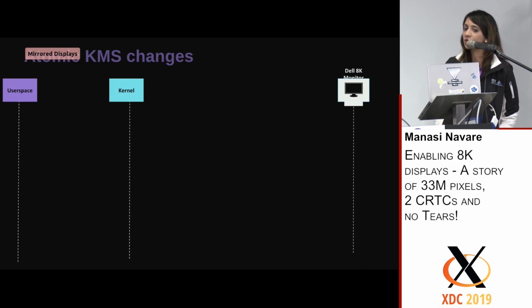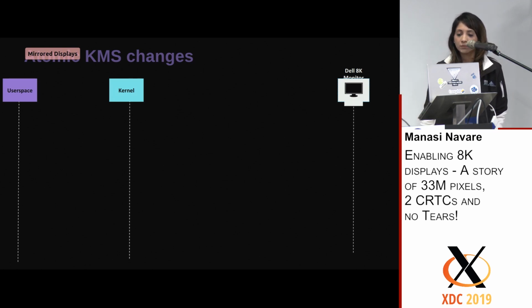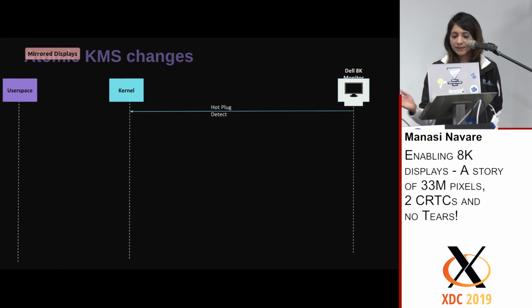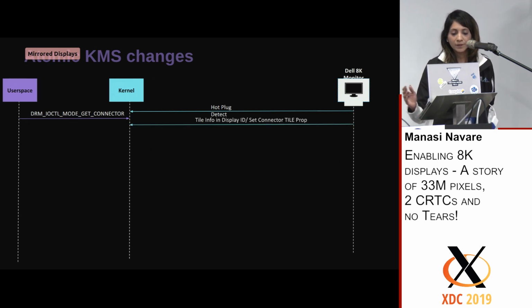So I'm just going to go over the sequence of things that happen in the atomic kernel mode setting. First thing, you connect the monitor, you get the hot plug signal. User space is going to probe the connector and get the connector information. That's when the EDID sends out the display ID block, which will have all the tile information. And the kernel sets the connector tile property, exposes that to the user space.